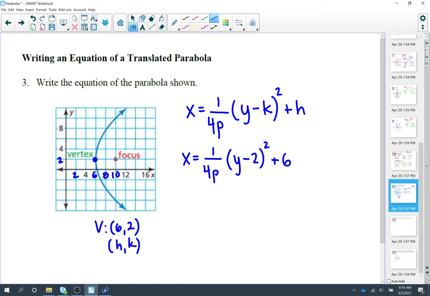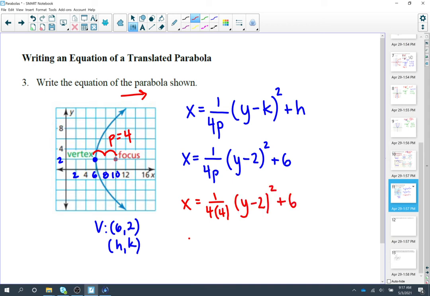Last thing we need to find is our p value. The other thing, I didn't mention this, but we're leaving the 1 over 4p positive because it's pointing out to the positive direction. If it was pointing backwards to the left, we'd make it negative. Then we're going to find our p-value. Our p-value is from the vertex to the focus. Again, keep in mind you're counting by 2's, so that's 2, 4. So we know p is 4. x equals 1 over 4 times 4, (y minus 2) squared, plus 6.